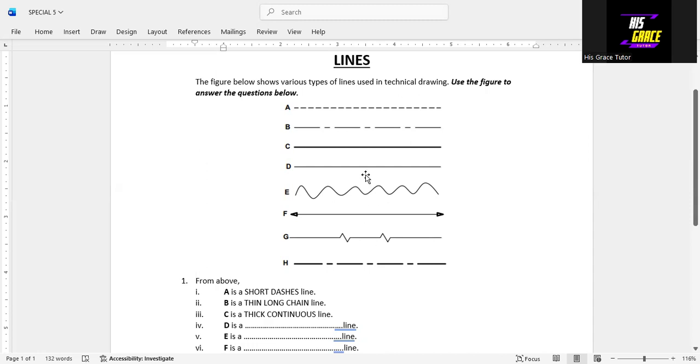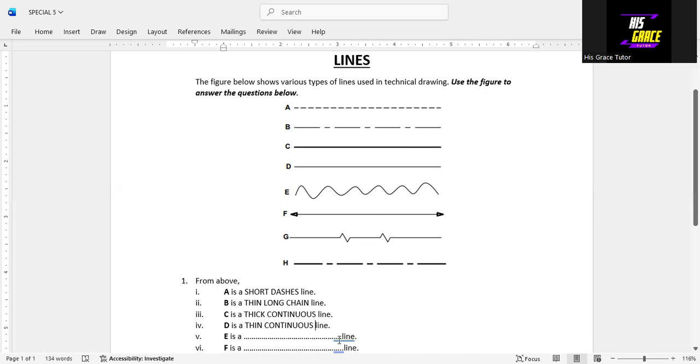And then, what about D? Line D is called a thin continuous line. Okay, so that is line D. It's called a thin continuous line.